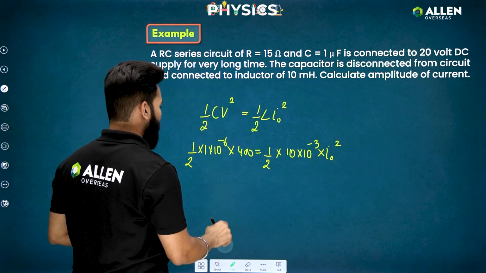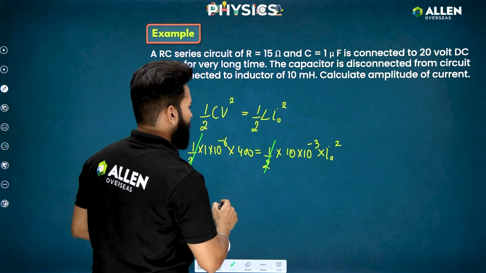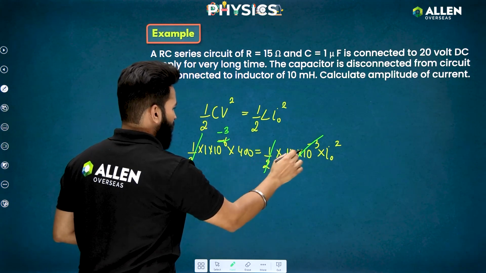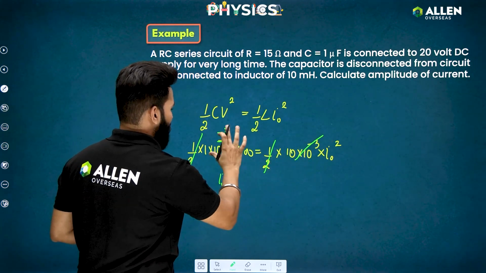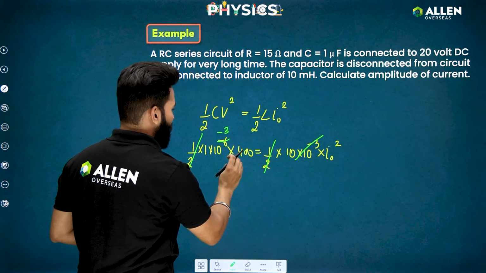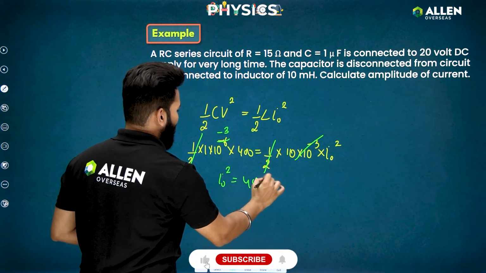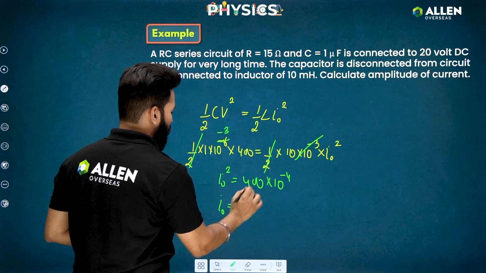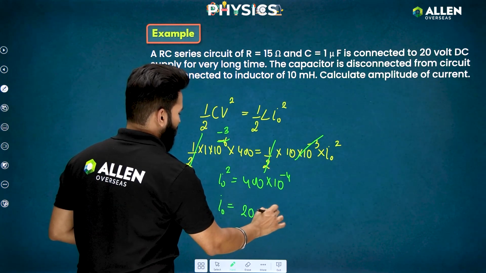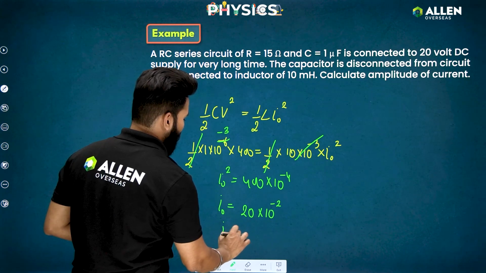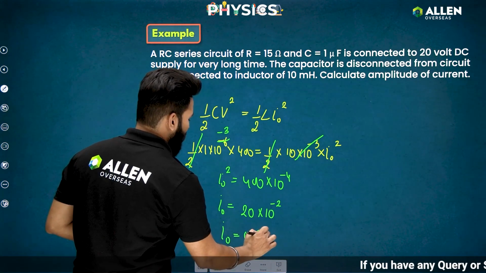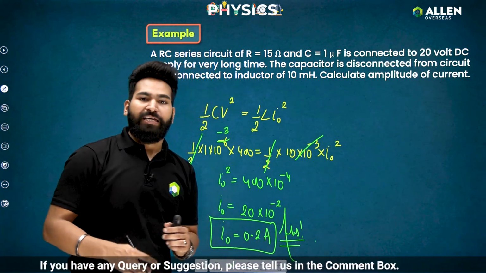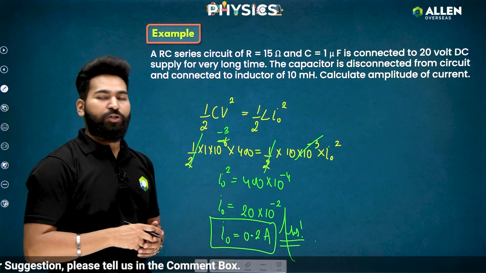So how much is it coming out to be? This half cancelled out. And 10 raised to the power minus 3, it becomes 10 power minus 3 again. And I naught square can be written as 10 power minus 3 by again 10. So it becomes 400 into 10 raised to the power minus 4. So I naught will be simply equal to root of 400 and root of 10 power minus 4, 10 power minus 2. So I simply got the value of I naught as 0.2 amperes. That will be the maximum current, or I can say that's the amplitude of the current, 0.2 amperes.